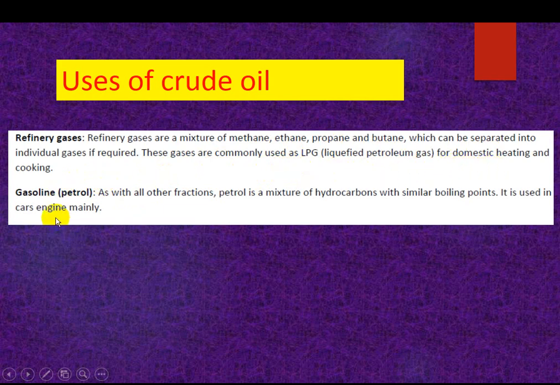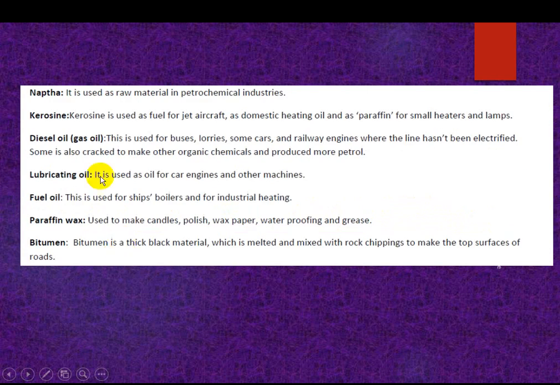Next is petrol, also called gasoline. As with all other fractions, petrol is a mixture of hydrocarbons with similar boiling points. It is used mainly in car engines. Then naphtha, which is used as a raw material for petrochemical industries. Kerosene is used as fuel for jet aircraft, domestic heating oil, and as paraffin for small heaters and lamps.